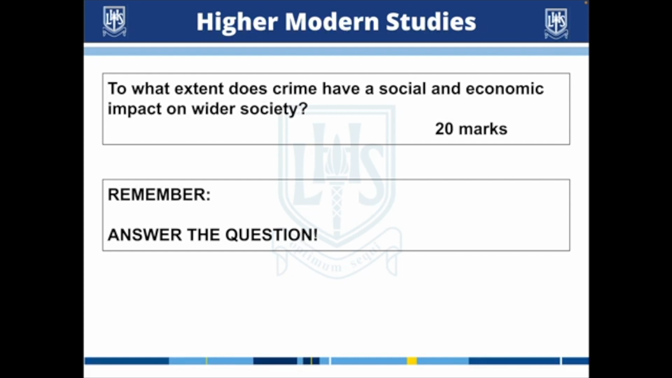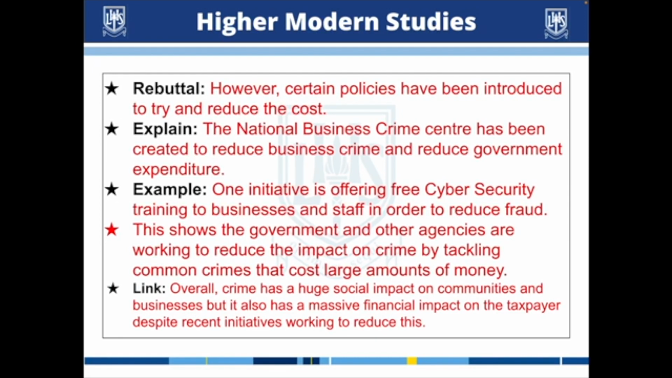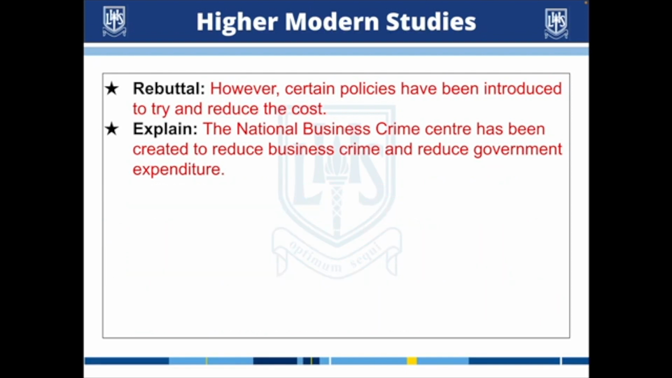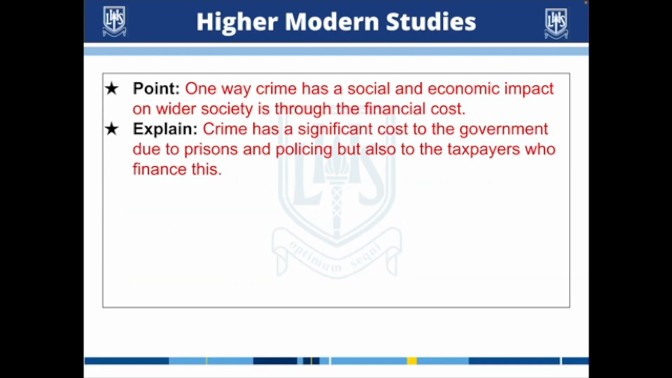The most important thing to remember at all times is answer the question. That's what matters most here, okay? You need to make sure whatever the question's asking you, that you're actually answering it. So to what extent does crime have a social and economic impact on wider society? If we go back to the answer, a huge social impact and a massive financial impact. So a direct addressing and answering of the question is absolutely vital, okay?